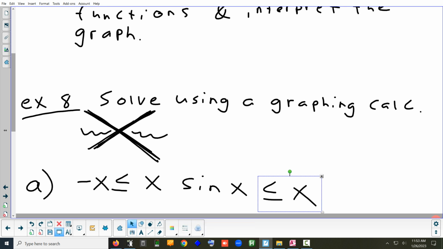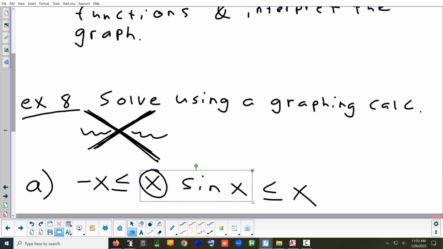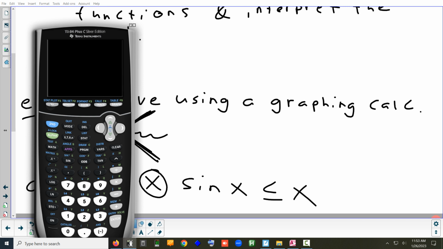Now, this is a number, or it's not a number, but it's something in front of a trig function. When you put something in front, what kind of transformation is that? Vertical stretch. And x is not a number. What do we call x? Variable. So this is a variable vertical stretch, meaning the further away you go on the x-axis, the bigger the stretch gets. As you go towards the origin, the stretch gets smaller. So it's a variable vertical stretch. Let's graph it and see what it looks like.